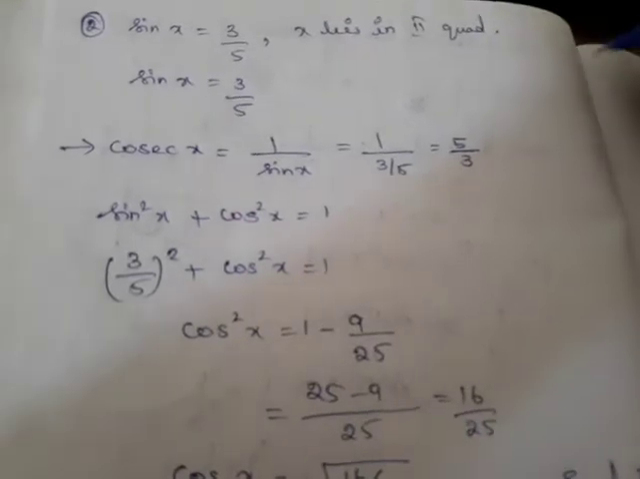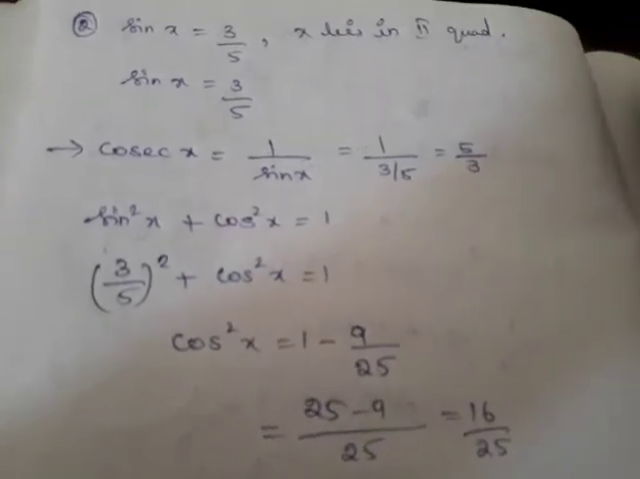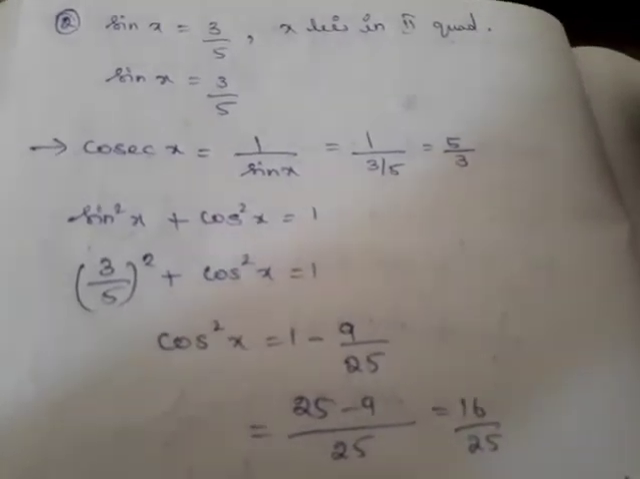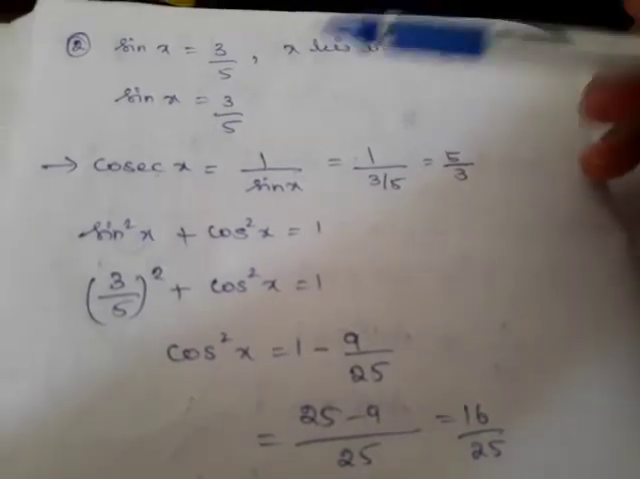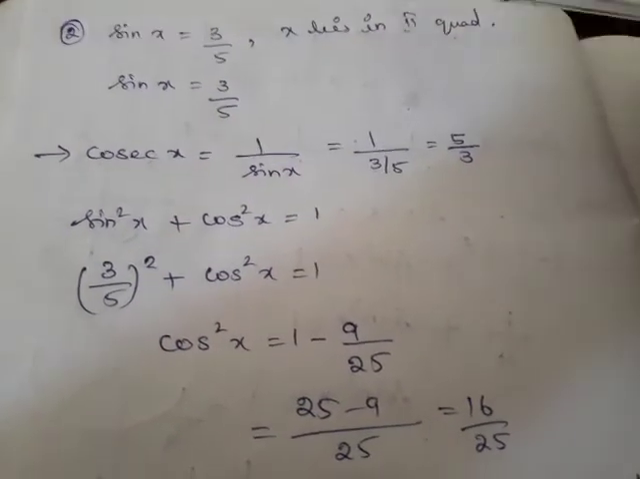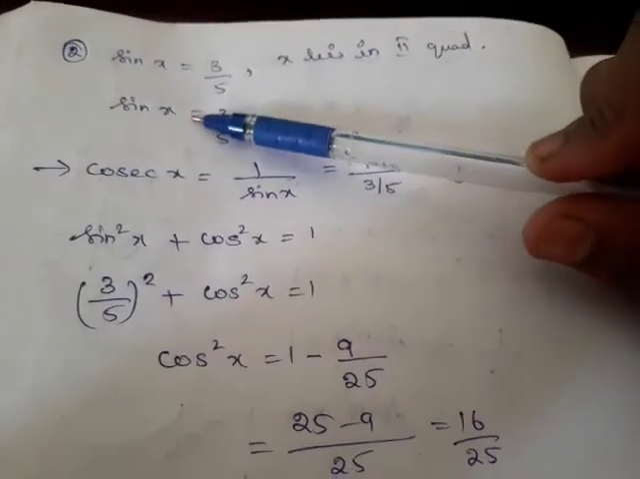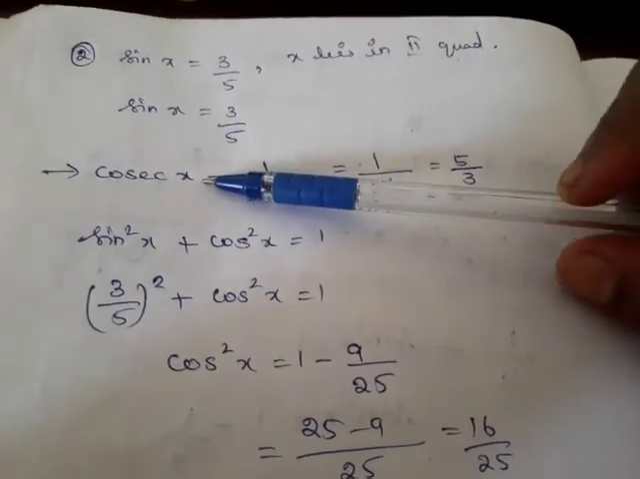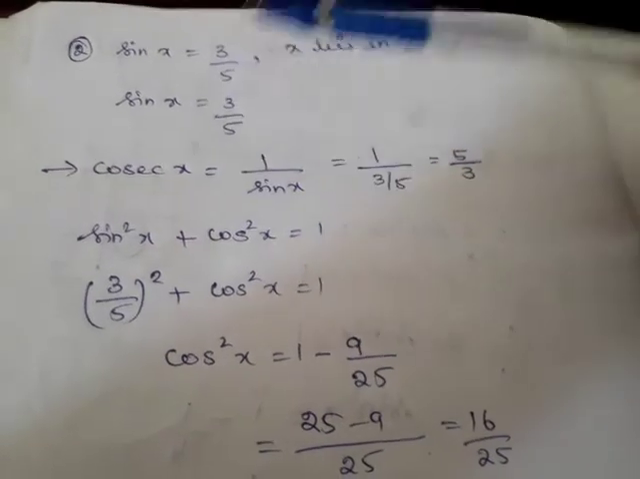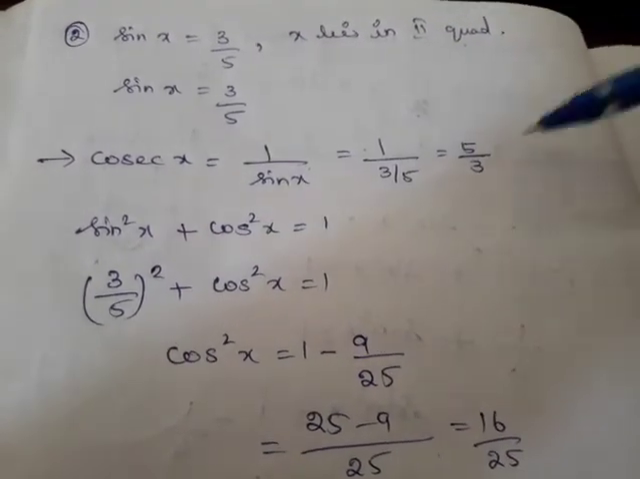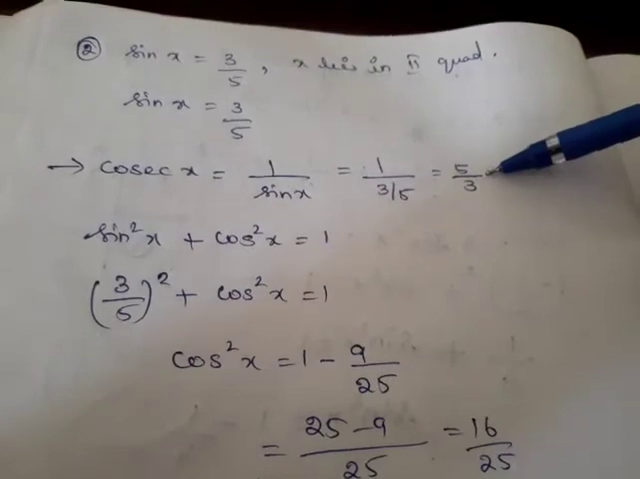Let me solve one more problem of the same kind, and I am going to leave the remaining problems in the exercise. You need to solve it. See, sin x equals 3 by 5 and x lies in the second quadrant. So immediately when you know sin, its reciprocal you can find out. The reciprocal of sin is cosec x. So 1 by 3 by 5, which is 5 by 3. We found one trigonometric ratio.